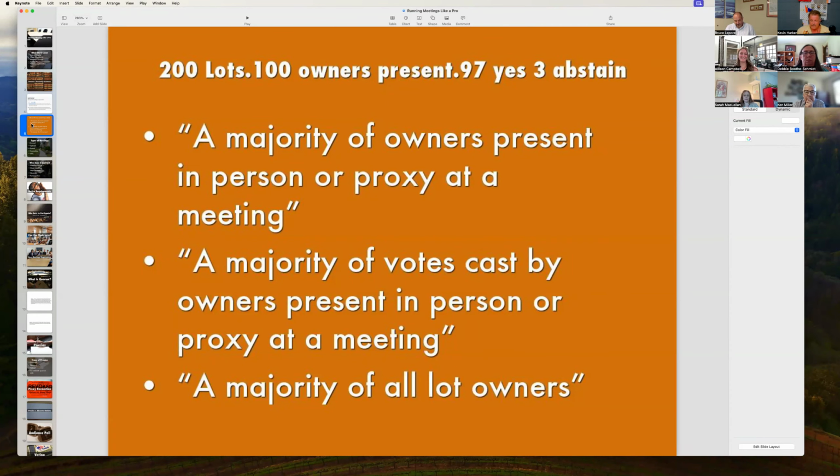I'm not sure. Here's the hypothetical. There are 200 lots in your association. You're at a meeting of the owners, and 100 of those 200 lots are represented. Something gets put to a motion and then to a vote, and 97 folks say yes, 3 folks abstain, okay? Here's our fact pattern. We're at the meeting, we turn to the bylaws and look at the voting requirement for this particular issue, and let's suppose the bylaws say this: in order for it to be approved, a majority of owners present in person or by proxy at a meeting. How many folks need to say yes?